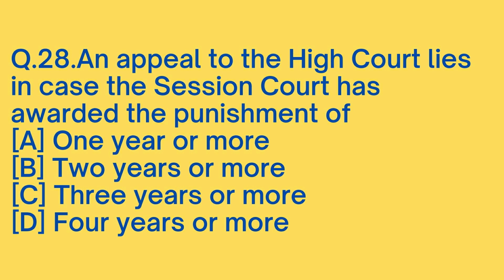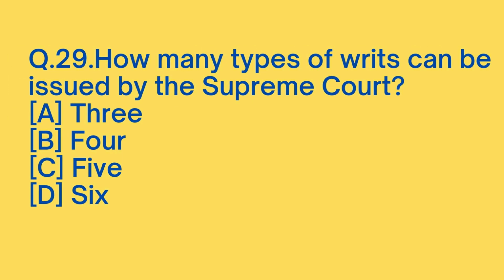An appeal to the High Court lies in case the Session Court has awarded a punishment of 4 years or more. How many types of writs can be issued by the Supreme Court? Writs, 5.